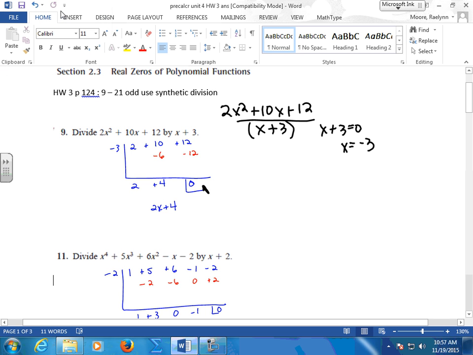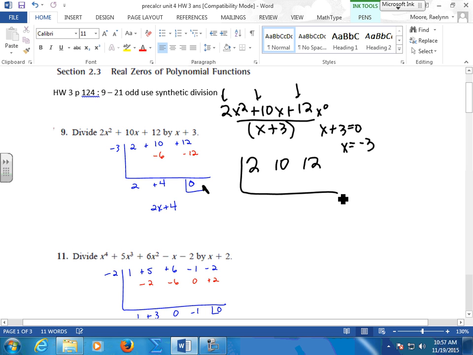All right, so now, if we end up with something other than this, then it's not a root. It's a regular divide, and we have a remainder. So we can divide these things out. We take your leading coefficients all the way down. You have to account for every position. 2, 10, 12. I have x2, x1, x0. This is an x0. x0, anything to the 0 is 1. So we're going to divide by, set this equal to 0, -3.